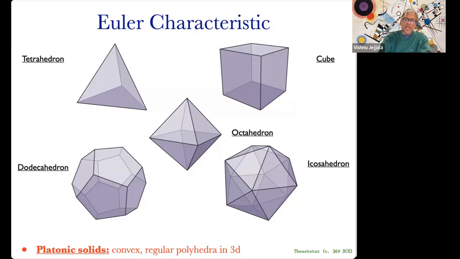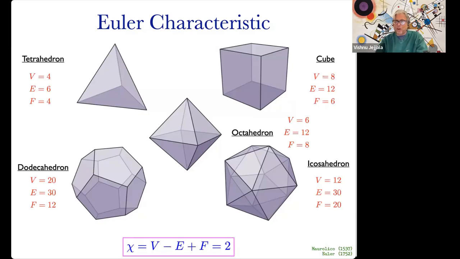The Platonic solids have a property which we remember from our primary school. If you count the number of vertices, the number of edges, the number of faces, and you take a combination of these, v minus e plus f, you always get the number 2. This was realized by various people. Maurolico was maybe the first person to realize this in 1537. Euler rediscovered this in 1752. It's called the Euler characteristic now. Maurolico, incidentally, was the man who invented the proof by induction. So he's got some place in mathematics just for that innovation.